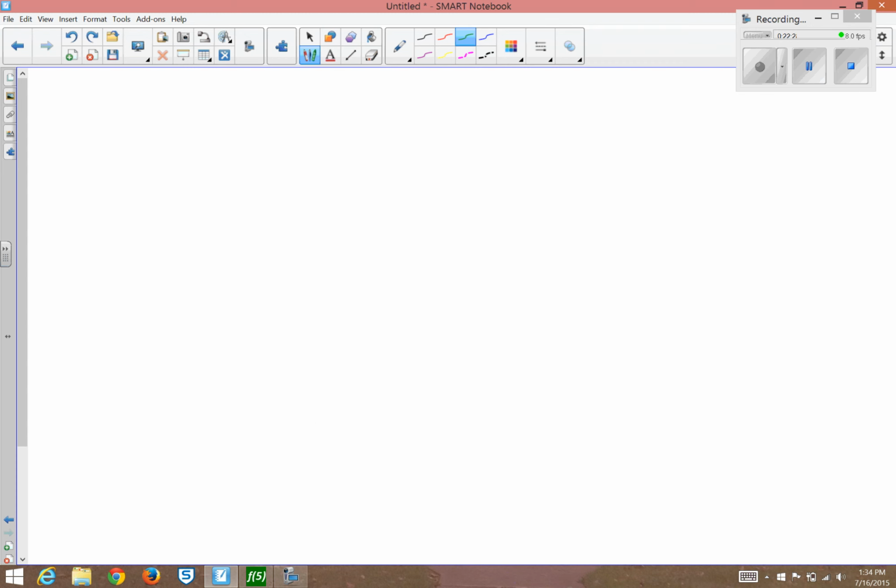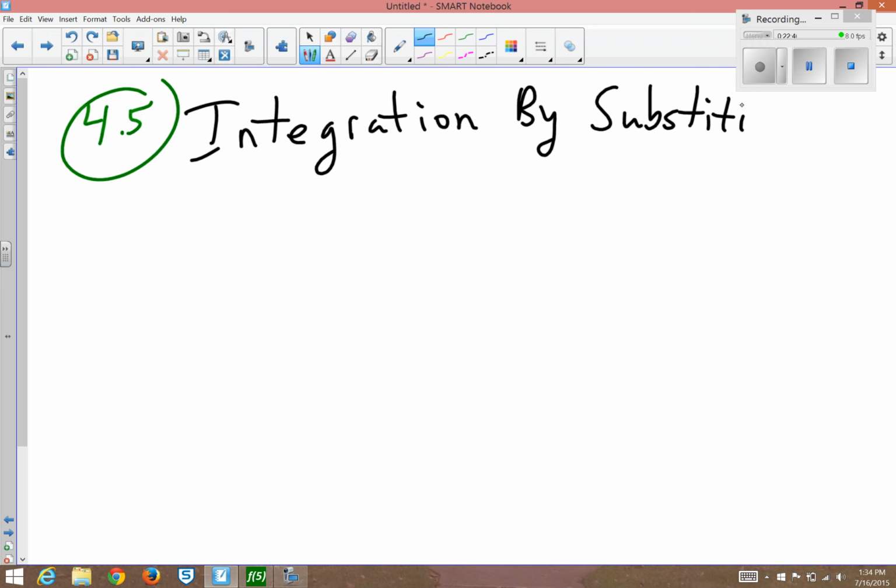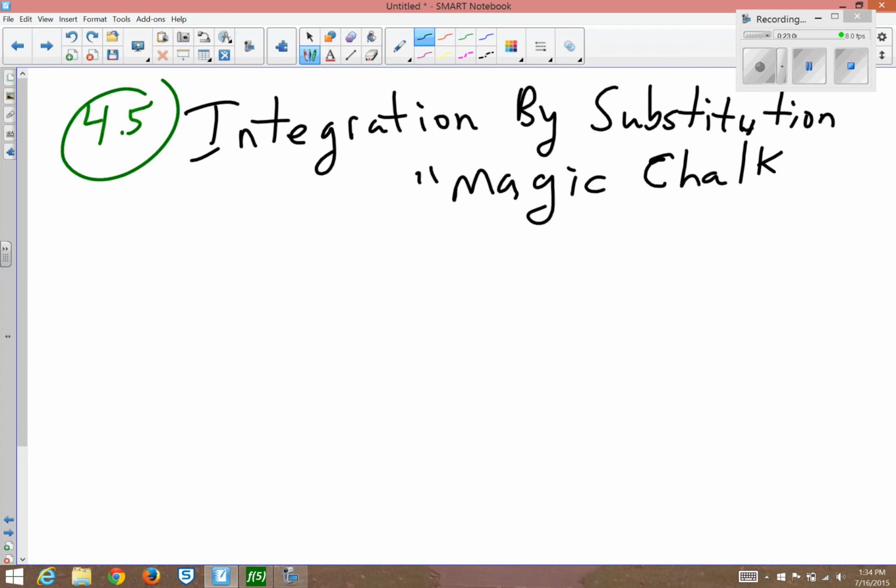Right, the next section is called integration by substitution. And integration by substitution is what I've always called integration using magic chalk, because when I started learning and teaching math, we did everything with chalk. So here's how it works.